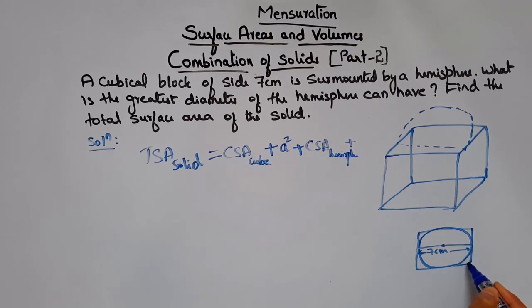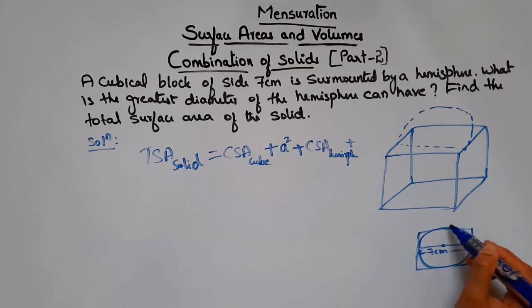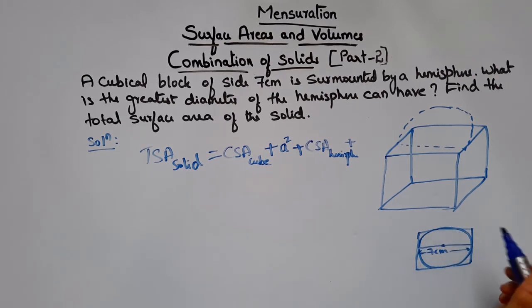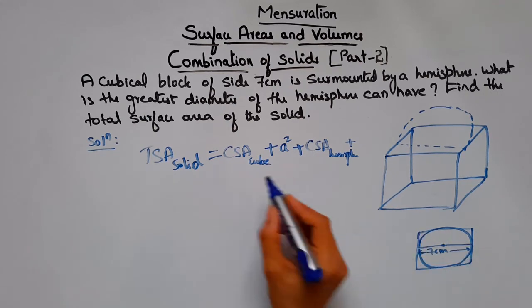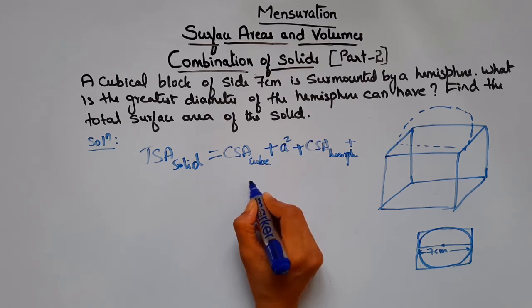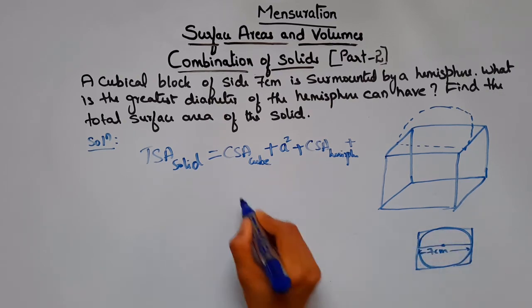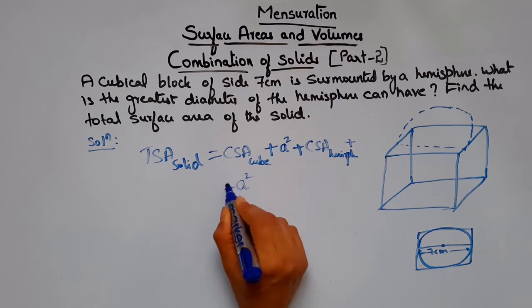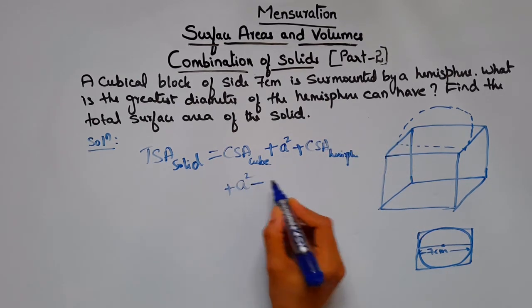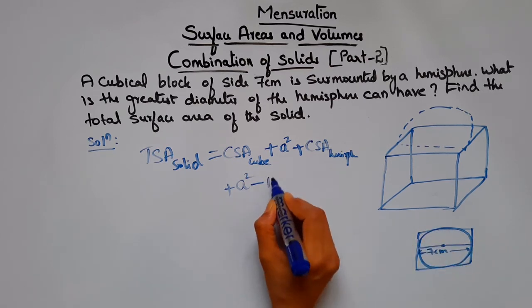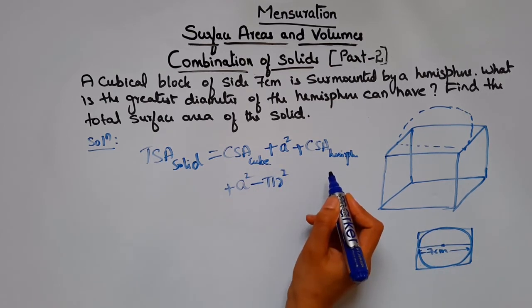Now what is this? That is nothing but, from the area of the square, if you minus this circle area, that is the base of the hemisphere, that will give you this part, right? So we want that part as well. So you have to minus from the area of the square, that is a square plus a square, this plus I have written here, minus the area of the circle, that is pi r square, right?